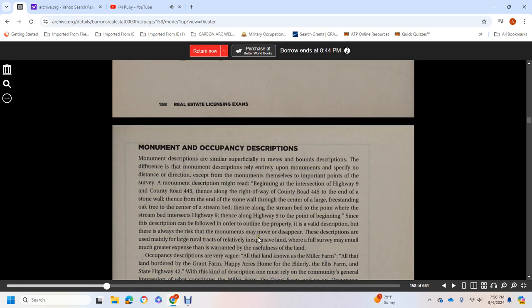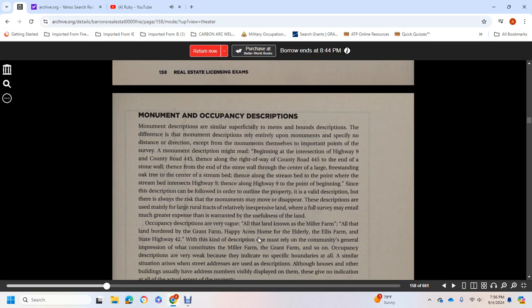Monument or occupancy description. Monument descriptions are similar to metes and bounds descriptions. The difference is that monument descriptions rely entirely on the monuments, specifically with no distance or direction, exactly the monuments themselves, the important points of the survey.